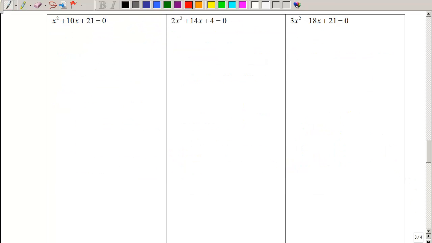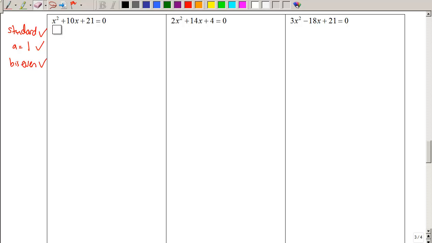For our first problem, x squared plus 10x plus 21. First of all, is it in standard form? Yes, it is, because it's equal to 0. Secondly, is a equal to 1? Yes, it is. There is no coefficient in front of the x squared, therefore we have a 1 there. The next is, is b even? That is also a yes, because our 10 is even. Our linear term's coefficient is even. So this is a very convenient problem for completing the square.